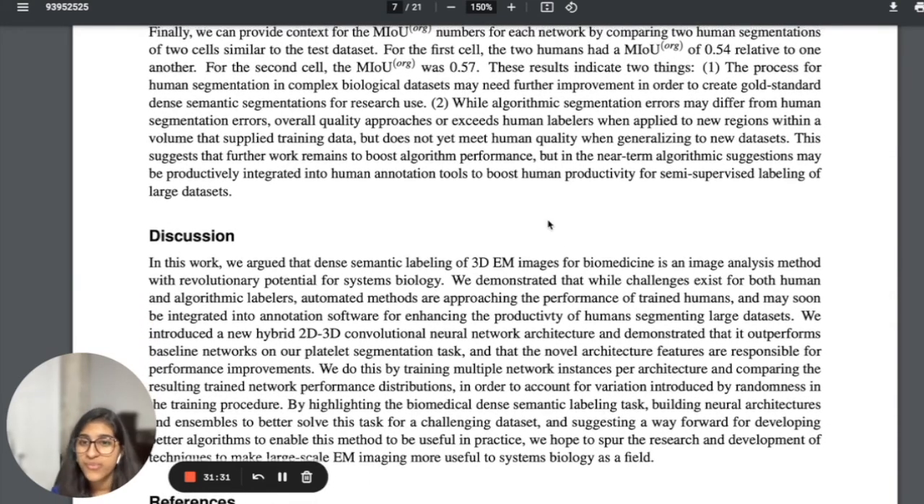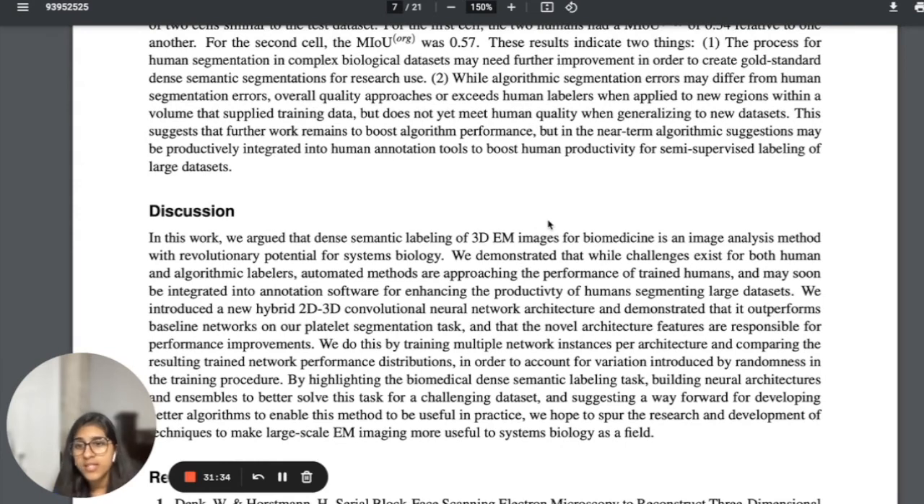Now, in this work, to summarize it all, we used dense semantic cellular segmentation of 3D electron microscopy images for biomedical imaging, and they used a human platelets data set. They did say that although there might be challenges for human and algorithmic labelers, automated methods are approaching and even exceeding the performance of trained humans, and they might even be integrated into annotation software for the productivity improvement of these humans. Because, again, trying to make a profit, trying to save money and resources, all of that will help in the end.